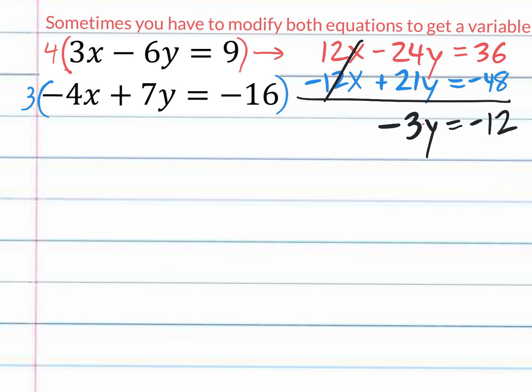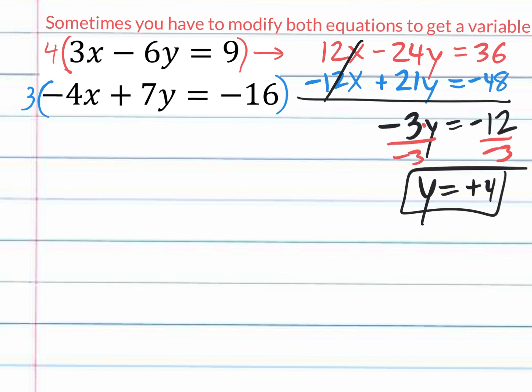So now we have a one-step equation here. This says negative 3 times y equals negative 12. So we're going to divide by negative 3, divide by negative 3. That will give us our first answer, y equals positive 4. Why positive? Because a negative divided by a negative is a positive. So we have one answer.